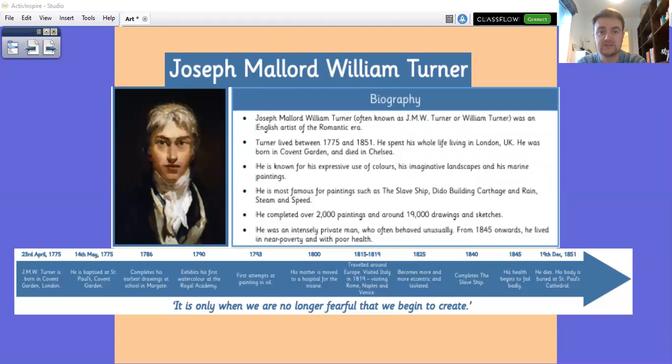So to start off with, we'll look back through our key information about Joseph Mallord William Turner. So pause the screen, have a look through his biography, have a look through the timeline of his life, and just remind yourself of some of the things that we talked about last week and we'll keep talking about at the start of each lesson.